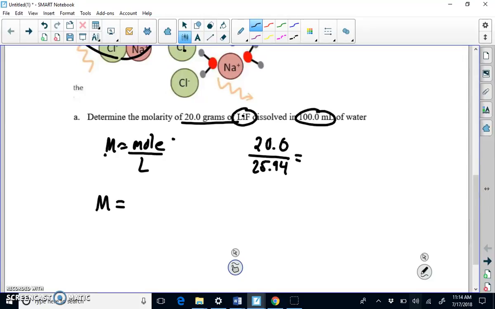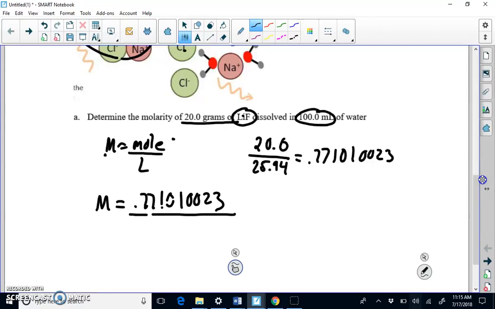So I'm going to do the division. 20.0 divided by 25.94 is 0.77100023. So I'm going to put that in for moles. And with sig figs, you don't round until the end. So you include all the numbers until the end.